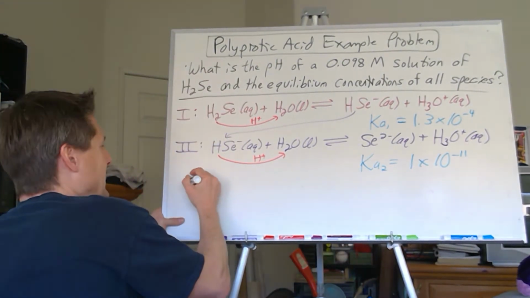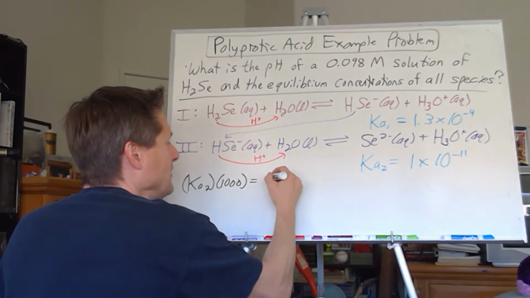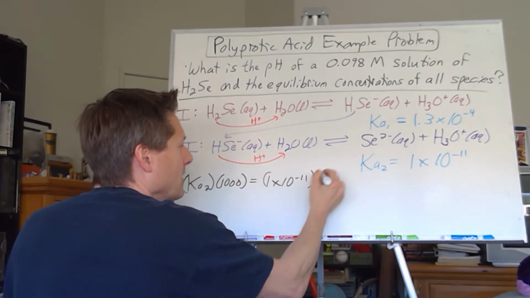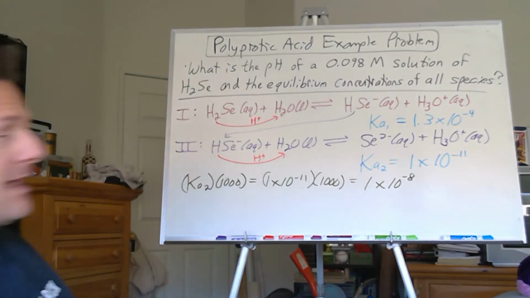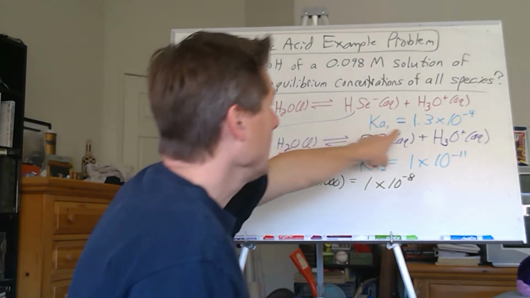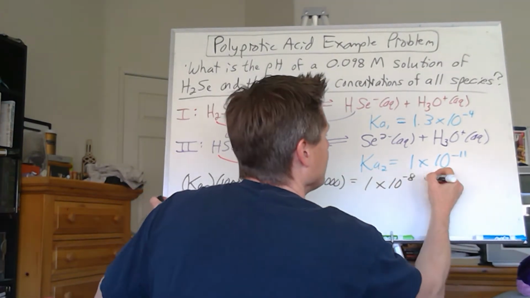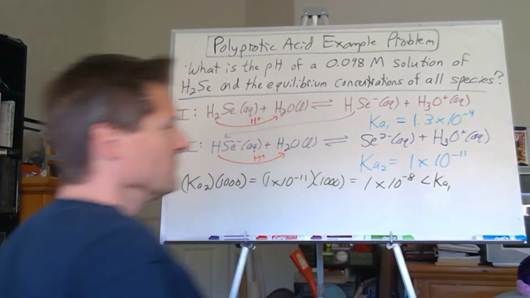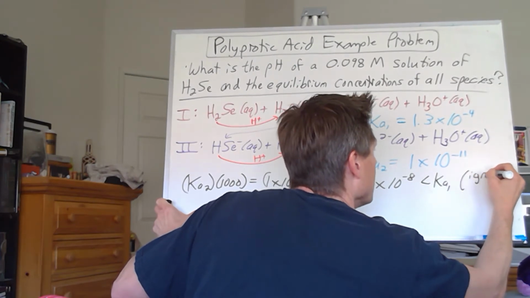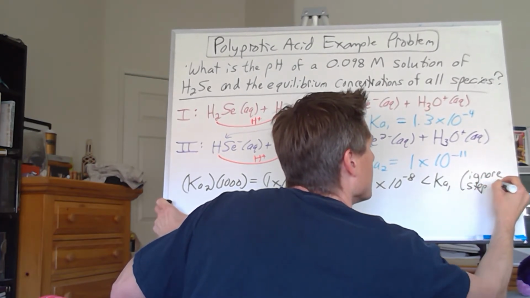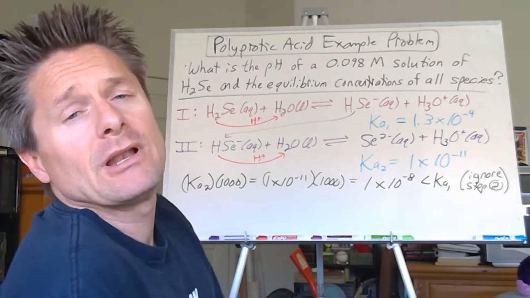So let's take Ka2 times 1,000. Ka2 is 1 times 10 to the minus 11th, so that gives us 1 times 10 to the minus 8th. Ka1 is way, way bigger than that. So that's less than Ka1, and we can ignore the contribution from step 2. Now we're just going to worry about step 1 and treat it like a monoprotic acid.